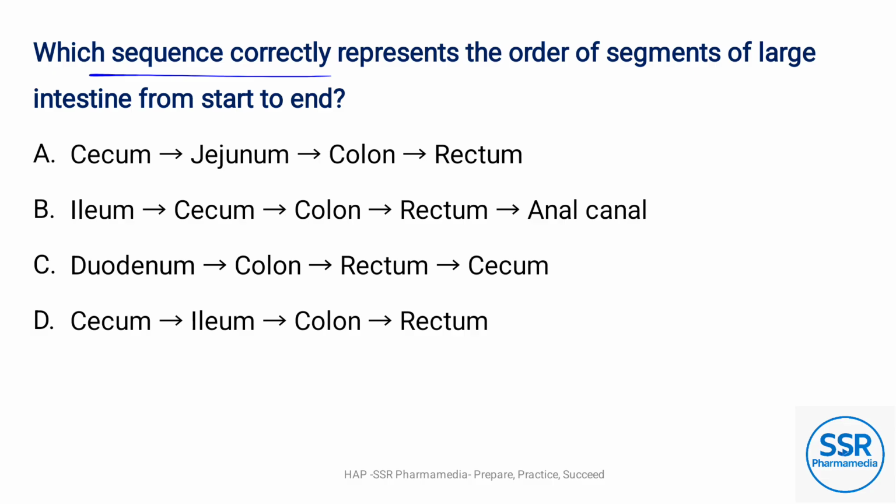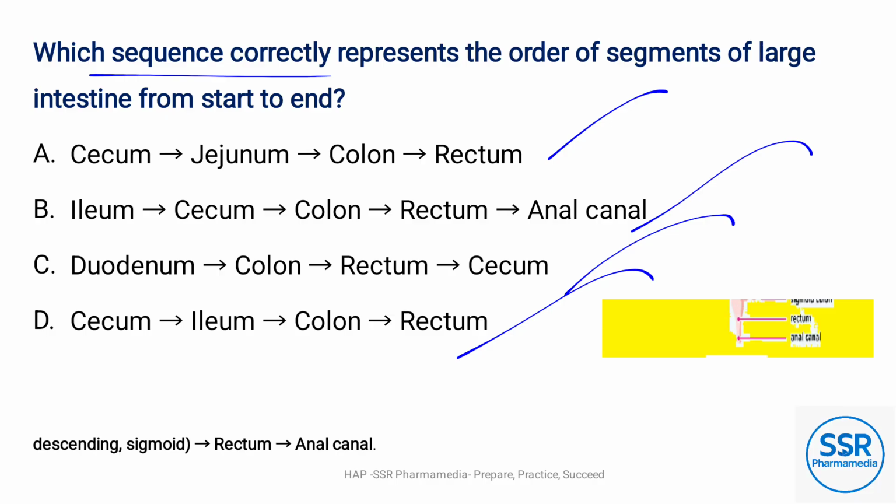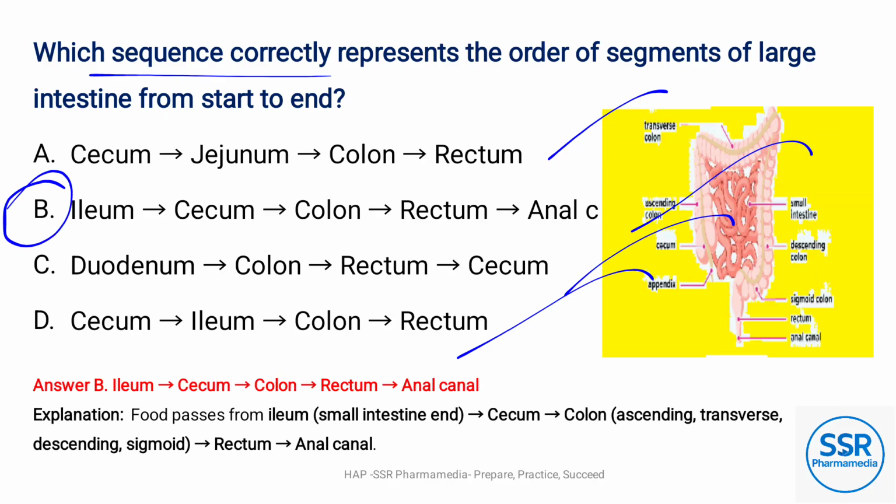Which sequence correctly represents the order of segments of the large intestine from start to end? Option A, cecum, jejunum, colon, rectum. Option B, ileum, cecum, colon, rectum, anal canal. Option C, duodenum, colon, rectum, cecum. Option D, cecum, ileum, colon, rectum. So the answer is option B, ileum, cecum, colon, rectum, anal canal.